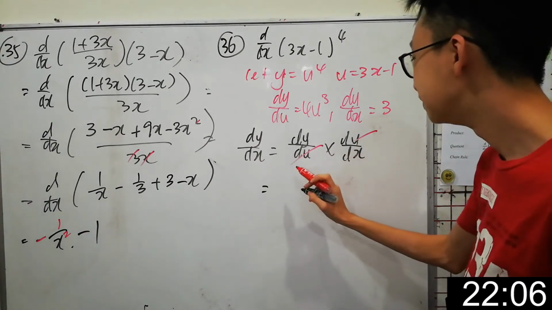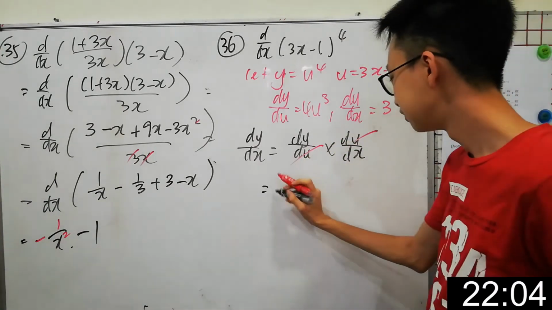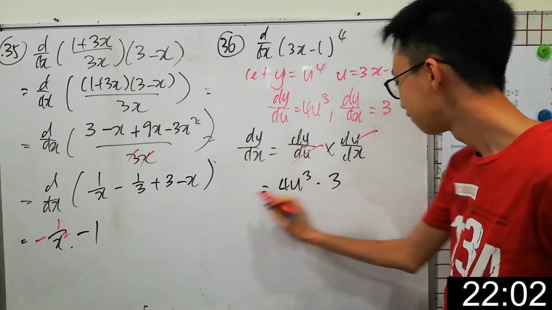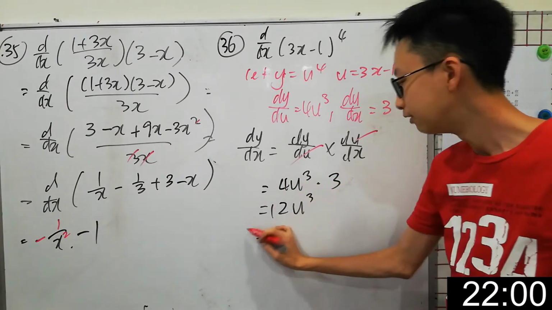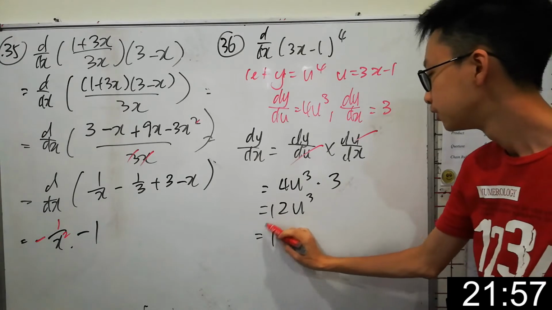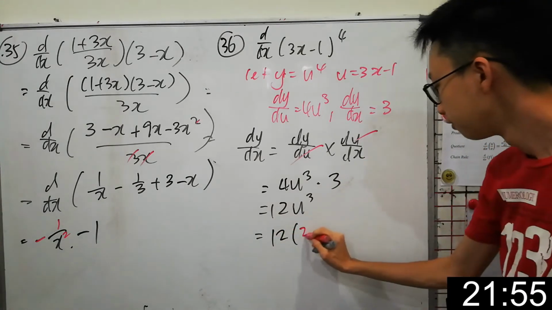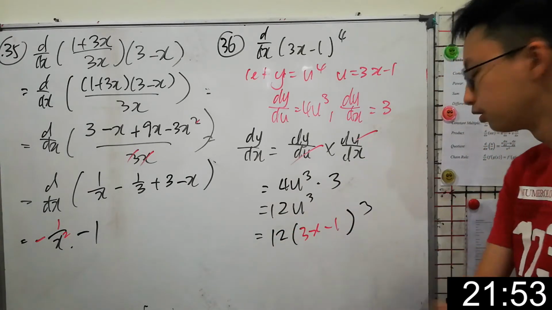Okay, anyway, this should be this times this. So it's 4u cubed times 3, which is 12u cubed. And remember to unsub your u. So it's 12, where's the u? (3x minus 1) cubed.